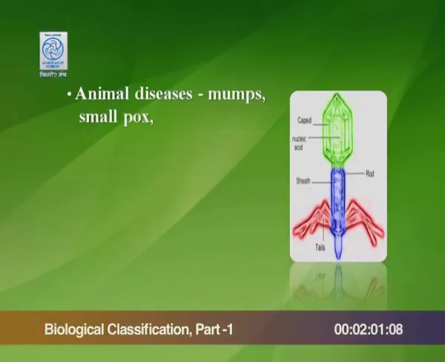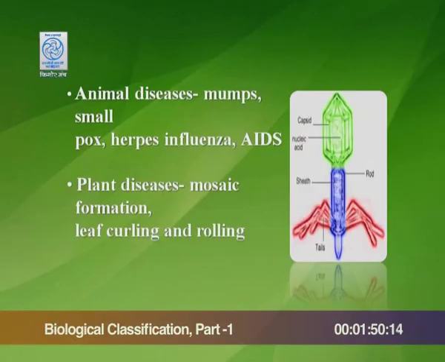The diseases which are brought about in animals are mumps, smallpox, herpes, influenza and AIDS. The plant diseases brought about by viruses are mosaic formation, leaf curling and rolling.